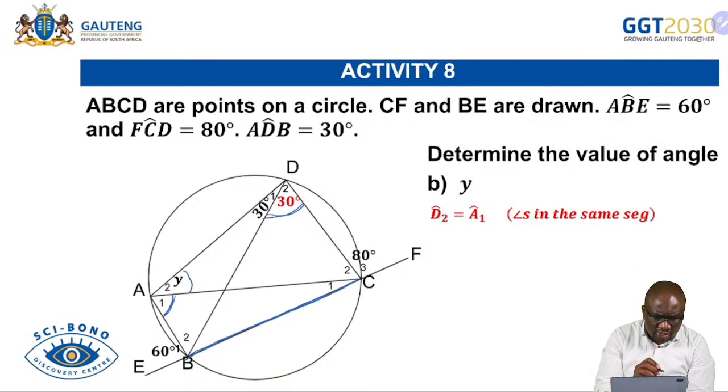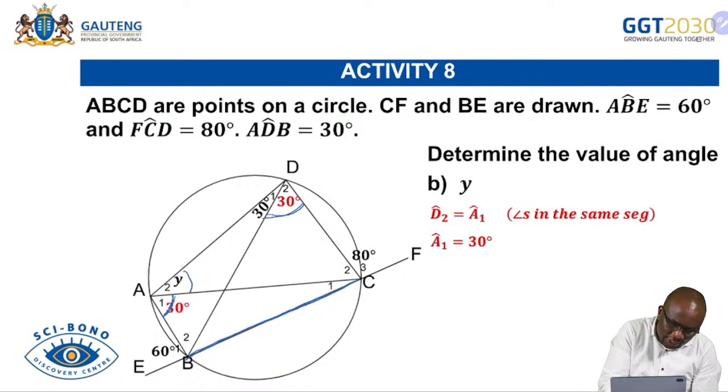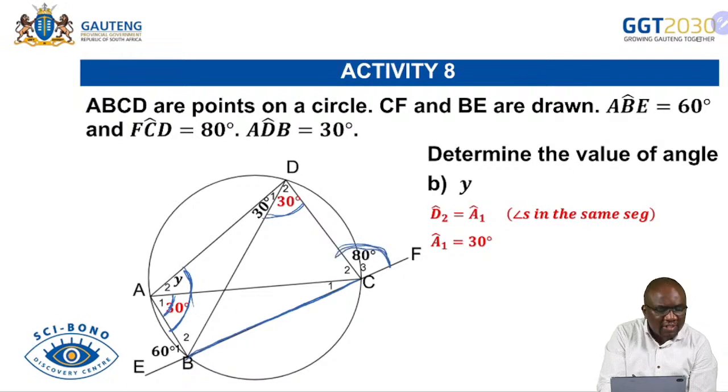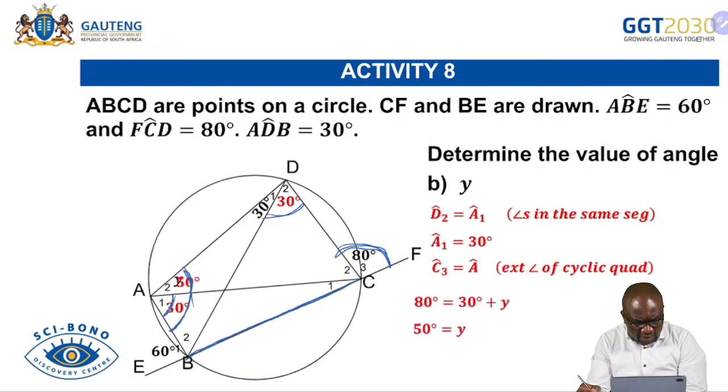Okay, and then A1 is equal to 30 degrees. So this one is 30 degrees, isn't it? A1 is 30 degrees there. Now, what about this one? We say this is equivalent to 80. You see that? Exterior angle of a cyclic quad. So it means 30 plus y must give us 80, isn't it? And then we can solve for y. So y is equal to 50 degrees. Okay, right. If you managed to find both x and y, I think we've managed to do so.